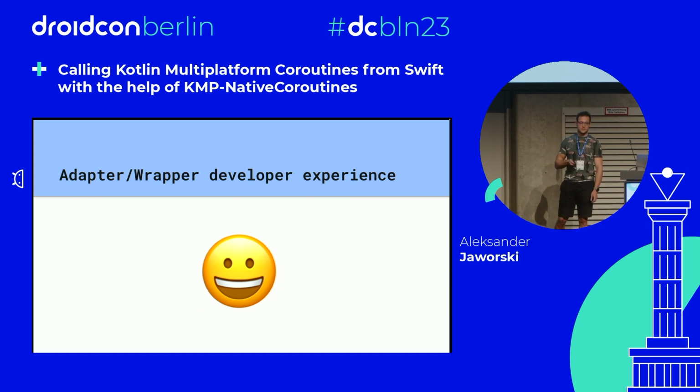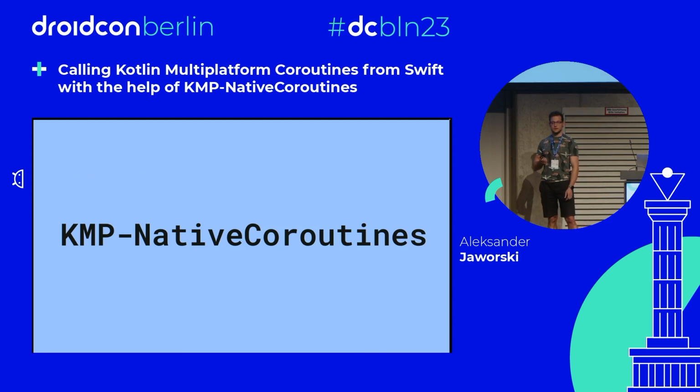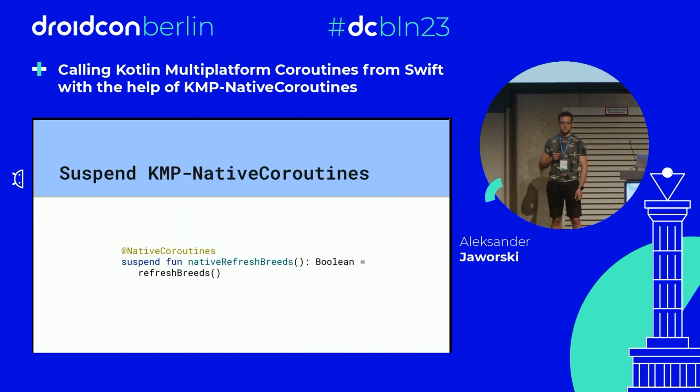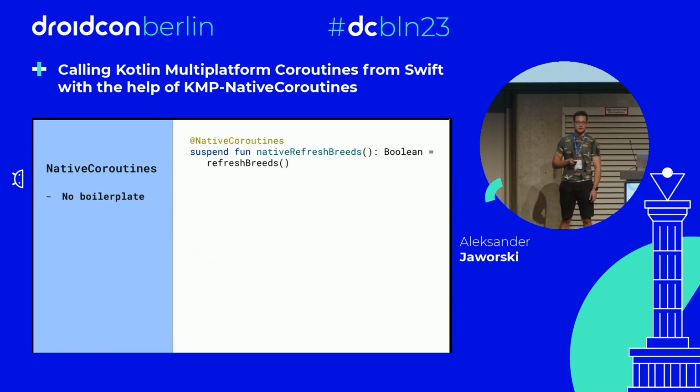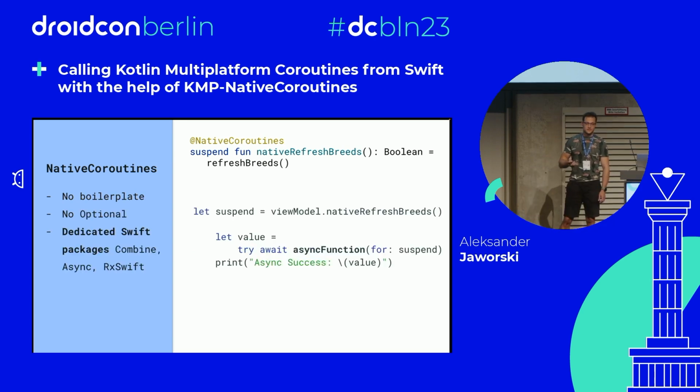We can cancel it. But the shining gem is KMP-NativeCoroutines, which basically alleviates all of the issues we were having before. To have a suspending function in Swift, you just add the native coroutines annotation, and that's it. If you have the plugin enabled in Gradle, it should just work as is. So there's no boilerplate, unless you count the one annotation, but I don't think that's boilerplate. There are no optional values, and there are dedicated Swift packages which you can use in your iOS app.